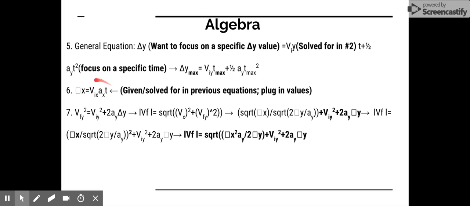And then for number 6, all of these things that we need to plug in are already given or solved from the previous equation. So we just need to plug in the values to get delta x.